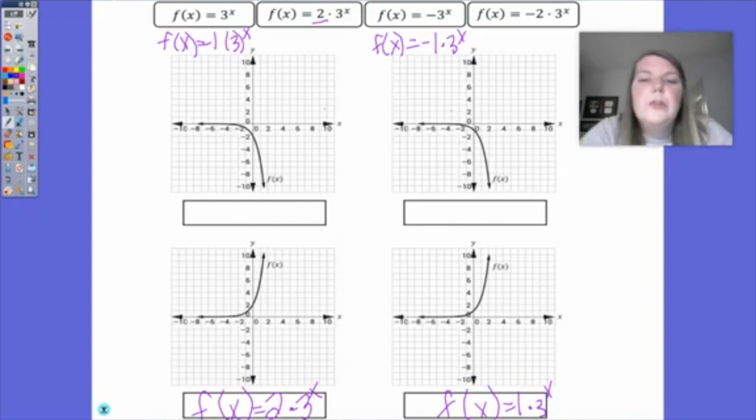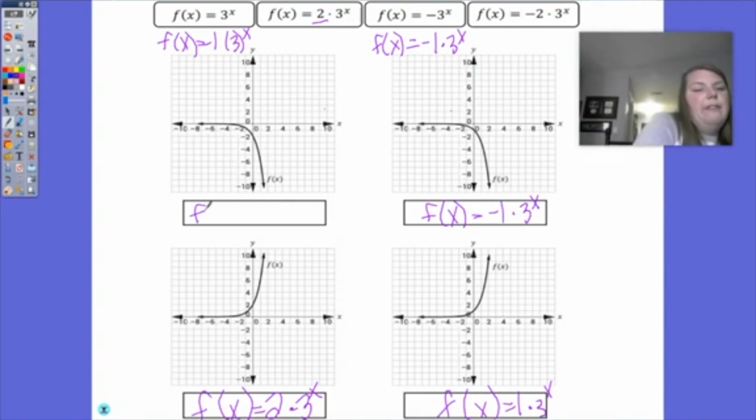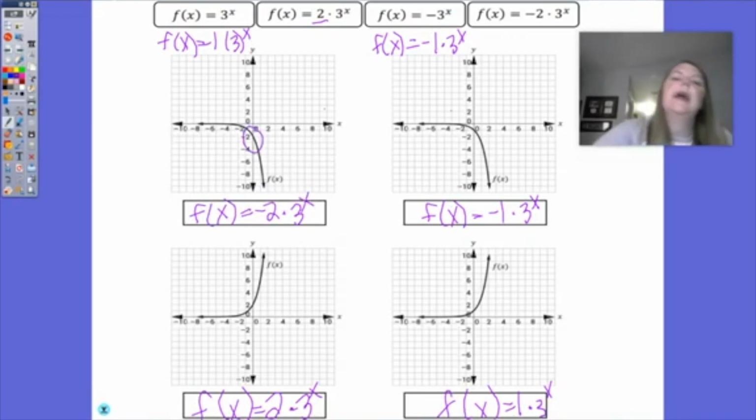This third one, which one of these crosses at -1? That's the second one. So that would be f of x equals -1 times 3 to the x. And then obviously the last one is going to be f of x equals -2 times 3 to the x. And that's because this one is crossing at -2.